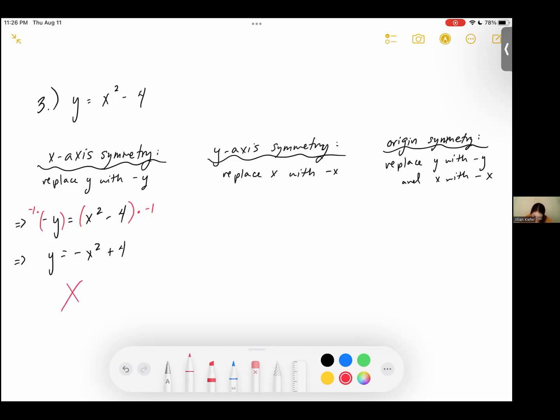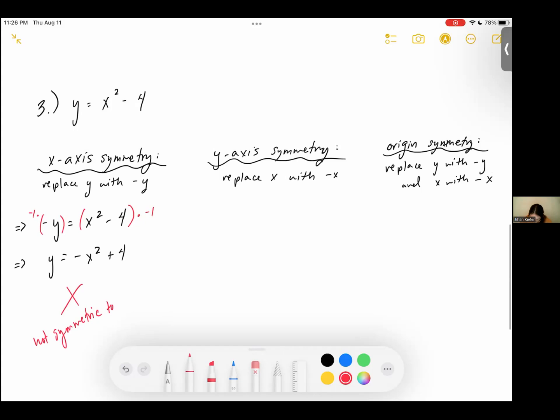So we do not have symmetry to the x-axis. Big X, not symmetric to x-axis. So that's what it looks like when it's not symmetric. It's obviously going to look a little too different. It's not going to look the same. Let's go ahead and do y-axis symmetry.